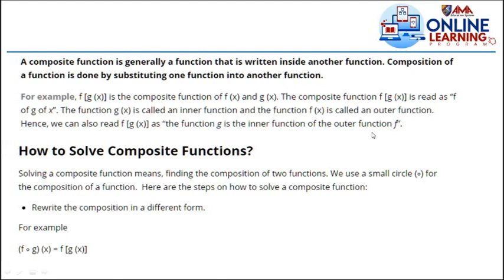So how to solve composite functions? Solving a composite function means finding the composition of two functions. We use a small circle. For the composition of functions, here are the steps on how to solve a composite function. First, rewrite the composition in different form. For example, f of g of x is equal to f of g of x.